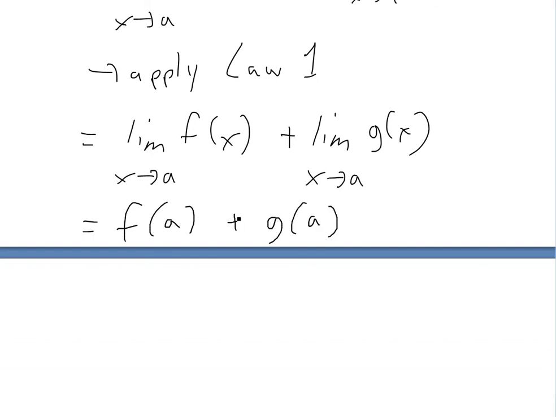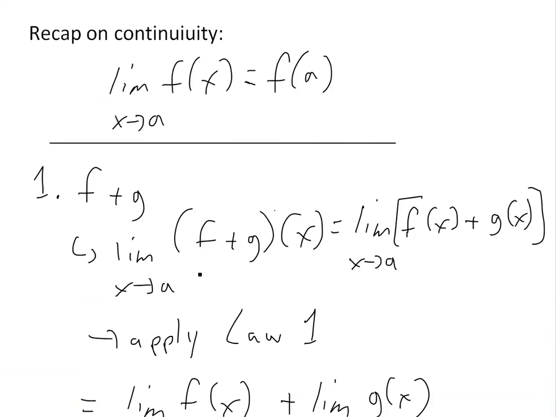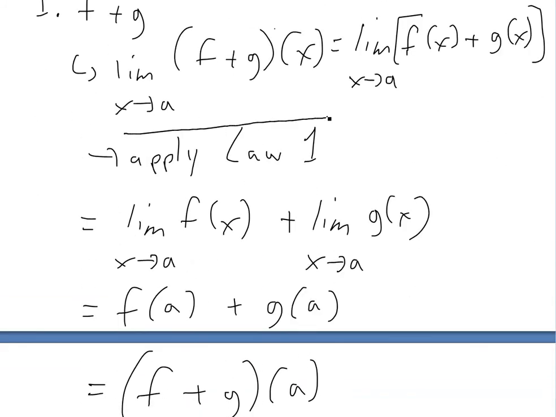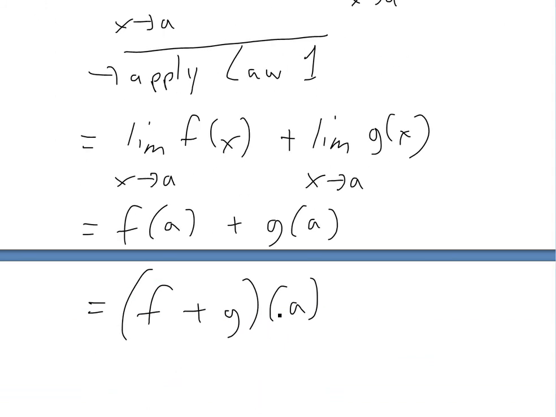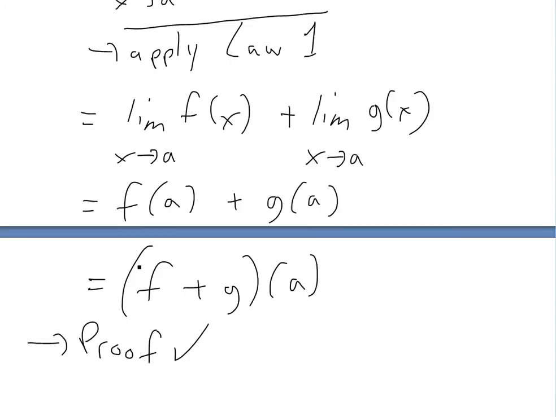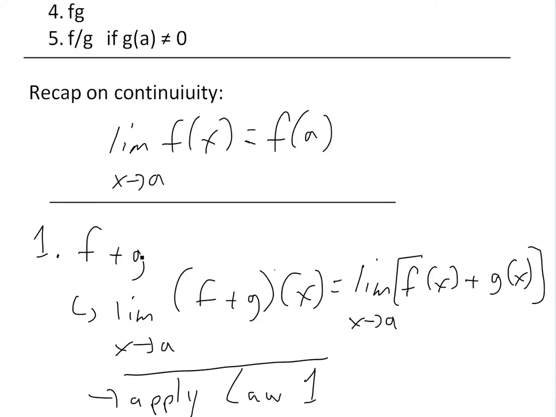This is just plugging in the a value, and you could write it in the other notation for a function as f plus g of a. So the limit of f plus g of x as x goes to a equals just plugging in a, and this is proof that it's continuous. I'm not going to go over the proofs for the other ones because they're straightforward. You apply the limit laws and find it's the same thing.